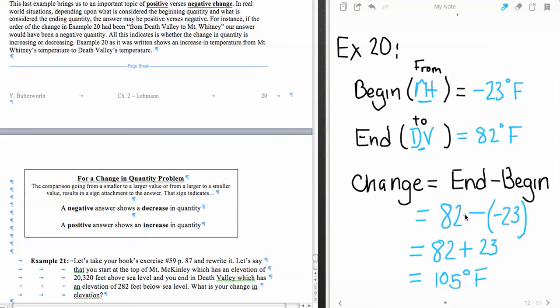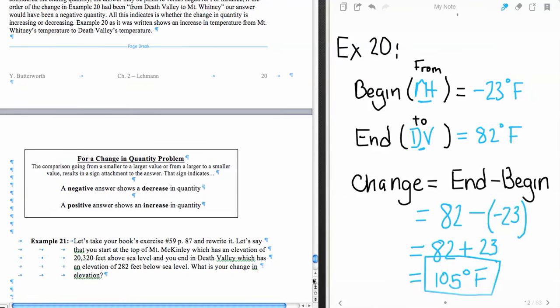Now again, this is starting from the mountains temperature and getting up to Death Valley's temperature. That means we're increasing the amount of temperature. If we looked at this in reverse, then we would start at Death Valley's and have to get down to the mountains temperature. And so the sign that you see in front of these is a difference in how we're changing. This is the paragraph up here that I'm talking about, and that's called out in this box here. So a negative answer shows that we're decreasing in quantity, and a positive answer shows that we're increasing in quantity.